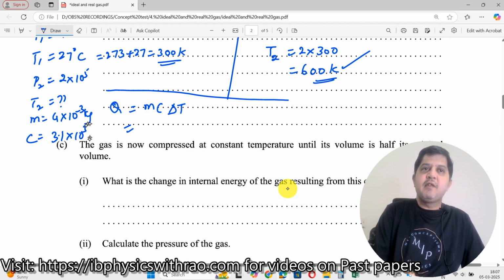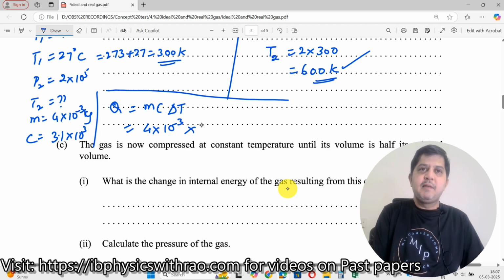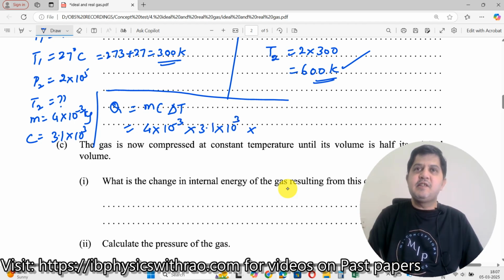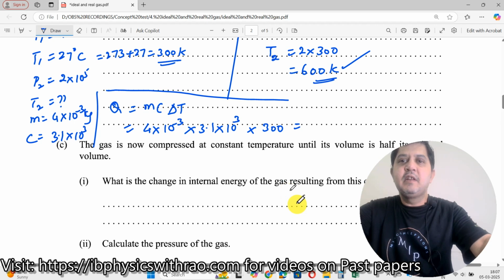Okay. Now we have got all these values. Now let us substitute it over here. We have Q equal to MC delta T. M is equal to 4 into 10 to the power of minus 3 multiplied by 3.1 into 10 to the power of plus 3 multiplied by delta T. What is delta T? T2 was 600. T1 was, what is T1? 300. So 600 minus 300, which would be 300.